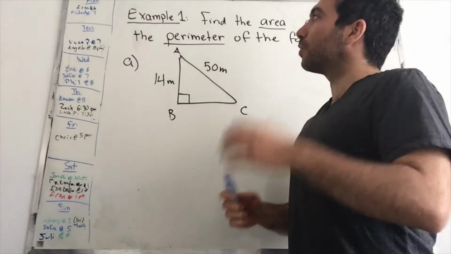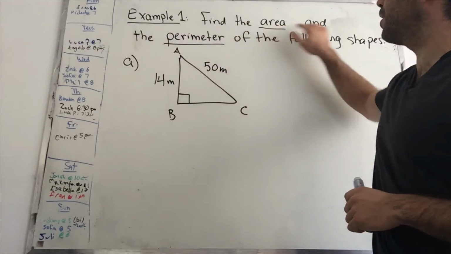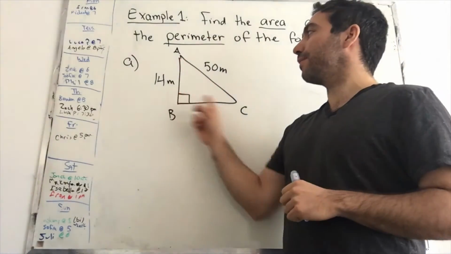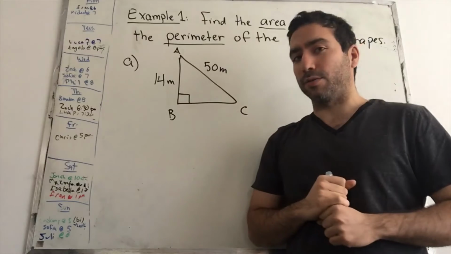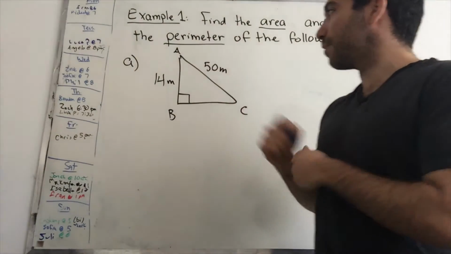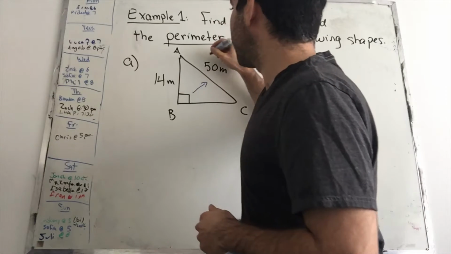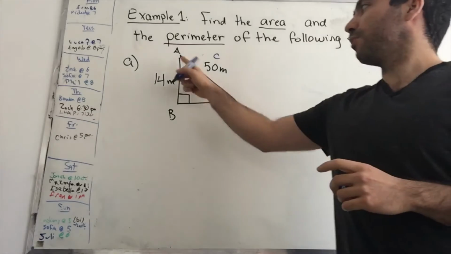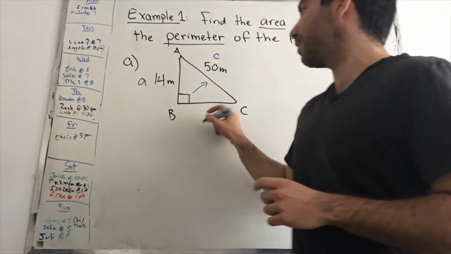Okay, so this question here says to find the area and the perimeter of the following shape. So we have, in this example, a right angle triangle. Since it's 90 degrees, we can use Pythagorean theorem. We have the 50, which is your hypotenuse, the longest side. This is what we call C. We have the left side, let's call that A, and we're looking for B.